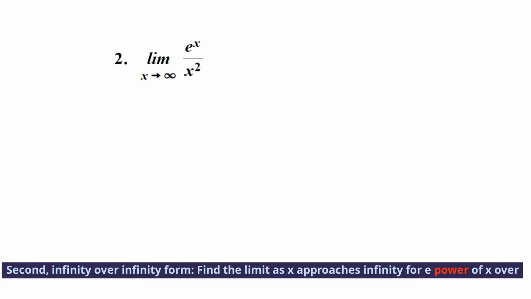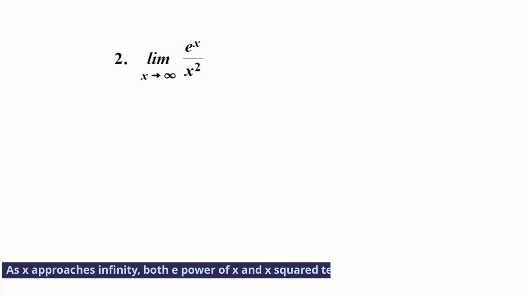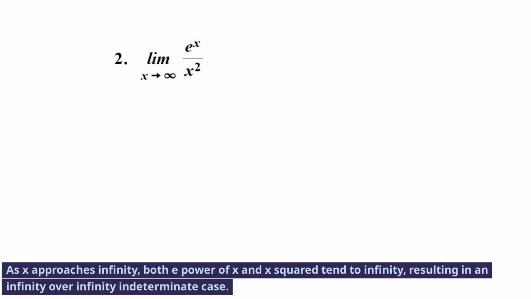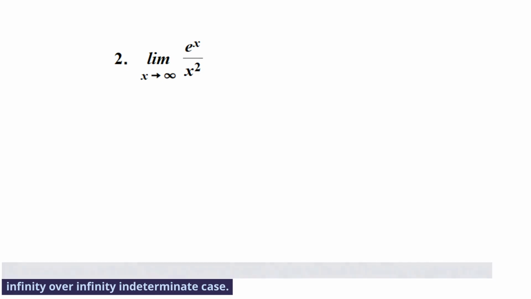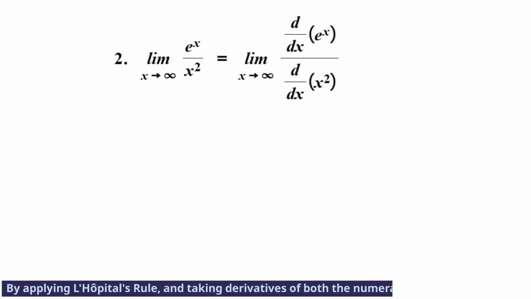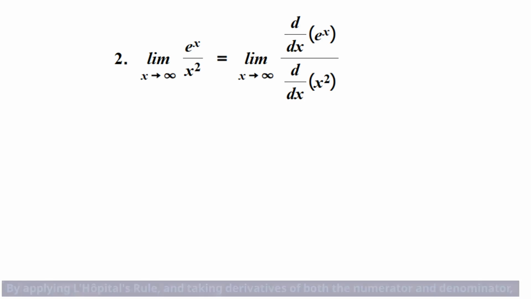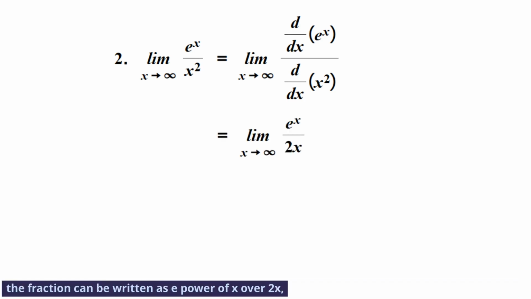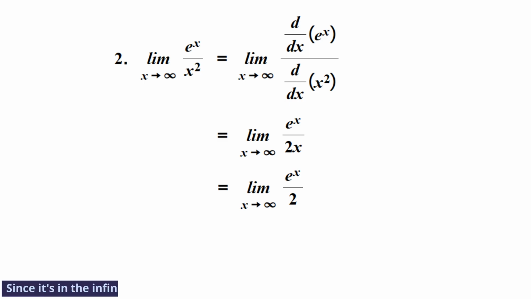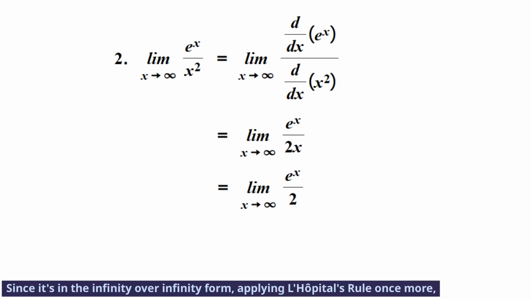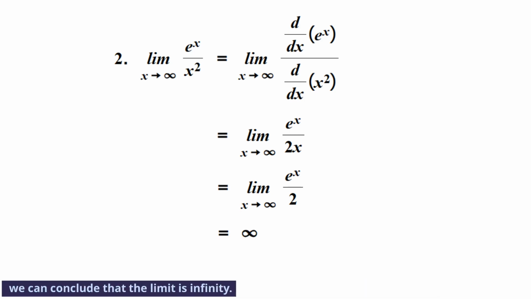Second, infinity over infinity form. Find the limit as x approaches infinity for e to the power of x over x squared. As x approaches infinity, both e to the power of x and x squared tend to infinity, resulting in an infinity over infinity indeterminate case. By applying L'Hopital's rule and taking derivatives of both the numerator and denominator, the fraction can be written as e to the power of x over 2x. Since it's in the infinity over infinity form, applying L'Hopital's rule once more, we can conclude that the limit is infinity.